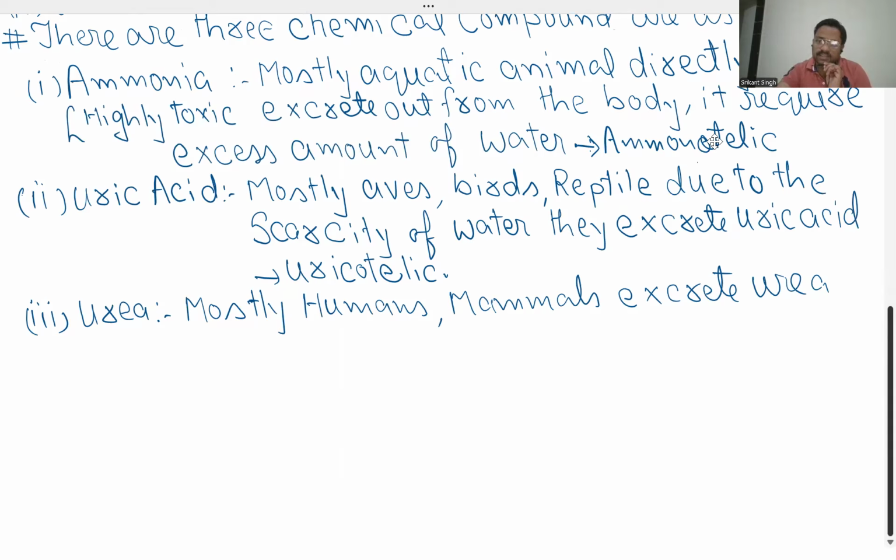Same in our body, human beings and mammals form ammonia, but that ammonia goes to the liver, and inside the liver a urea cycle is running. In this cycle, ammonia is converted into urea. And finally, the nitrogen waste material is ready to be excreted out through urination. Hope you understand urea. Mostly humans excrete urea.